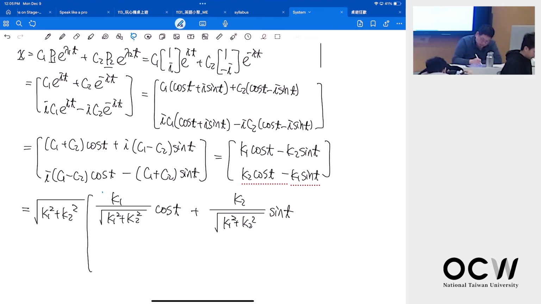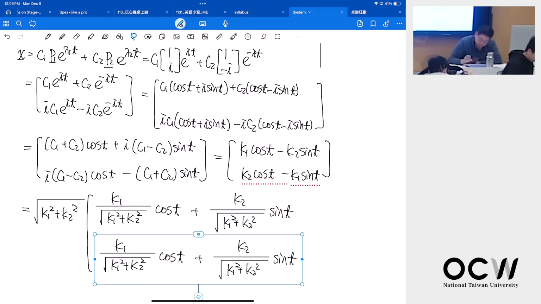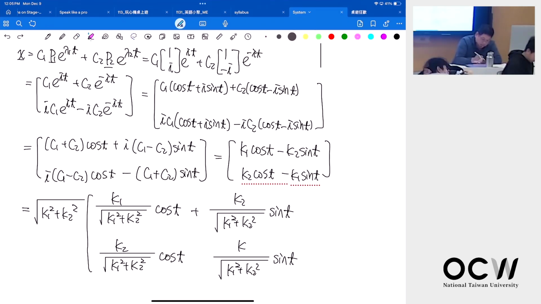I think I just copied. Save the time. Change something. Here should be minus. Here should be 1.